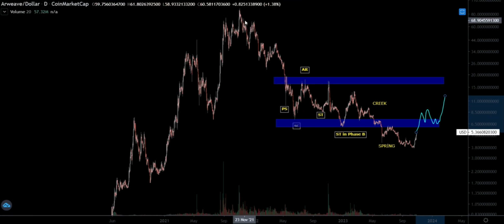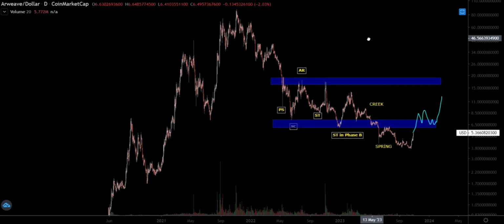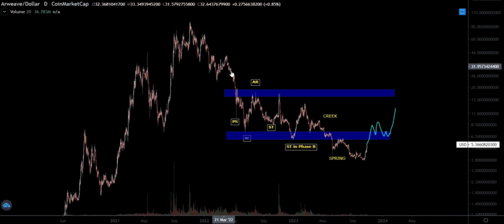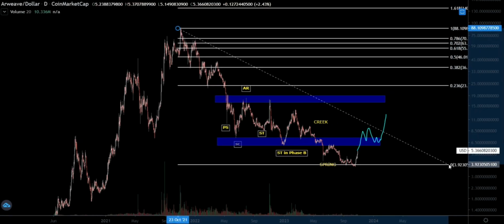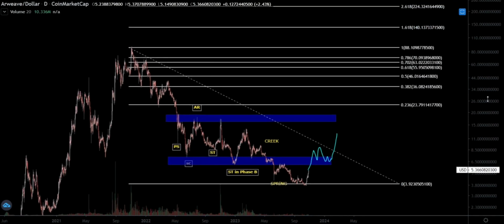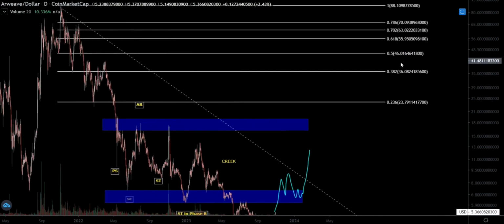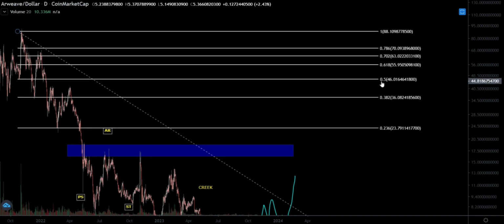This is, in my own opinion, an ABC correction. As ugly as it may look, it doesn't change the fact that, in my own opinion, this is an ABC correction. So what I expect in the very worst case scenario is a fib retracement level from the very top right here to the bottom of our structure, looking at something like anywhere between 0.05 to something like 0.0702 fib retracement level. That's something like $46 all the way to something like $63.